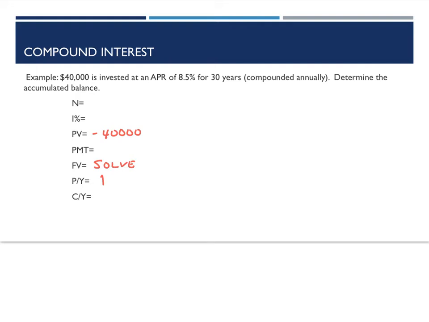We have compounded annual interest of 8.5 for 30 years. That's 30 times 1. That's a times, not a point. And we're making no payments. For future reference, the answer to this is $462,330.07.